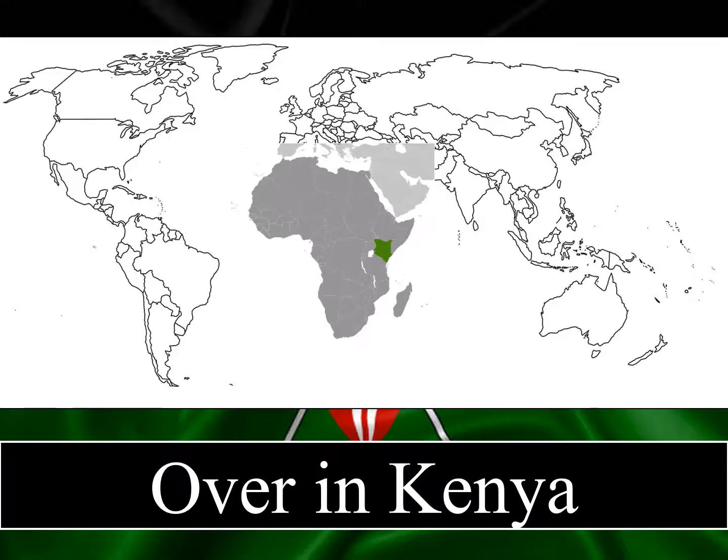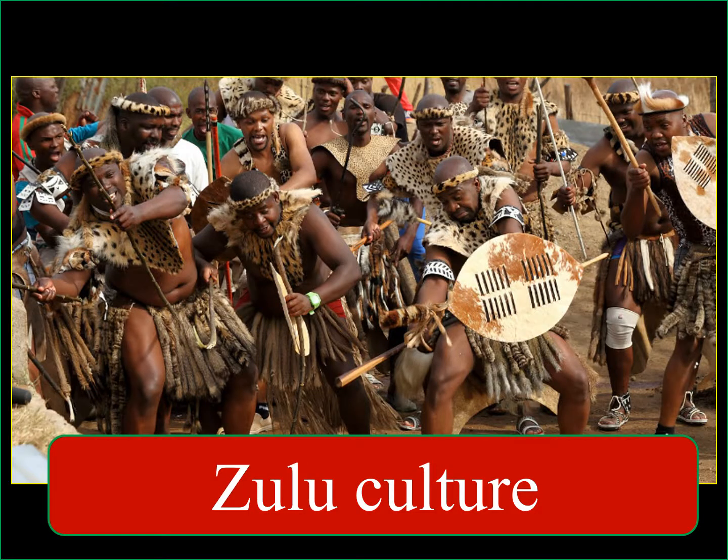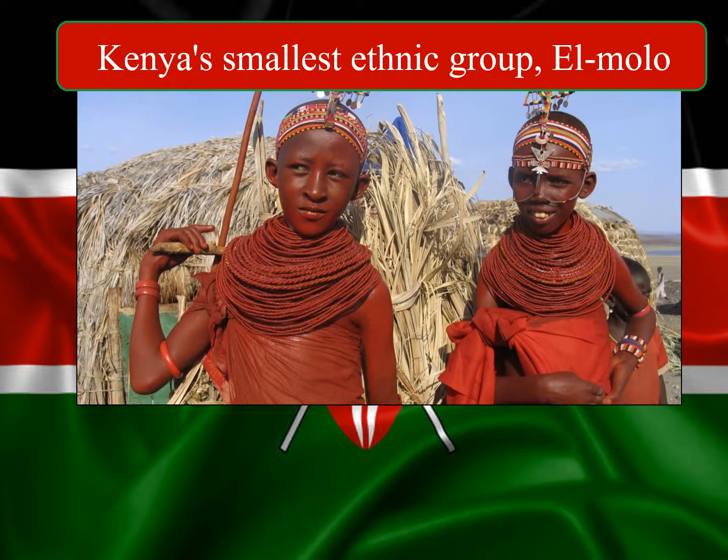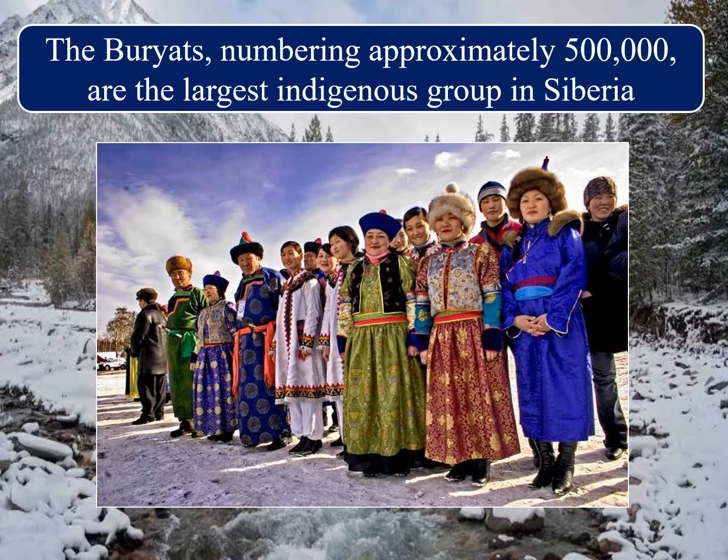Ethnicity. Ethnicity is different than race. Race is just your skin color, but ethnicity has to do with your culture tied to a particular location. So while on the outside, people in Kenya might look similar to us as foreigners, in fact there are hundreds of different ethnic groups in Kenya. The Zulu are one of the largest ethnic groups in sub-Saharan Africa. Kenya's smallest ethnic group is known as El Molo. The Buryats, numbering approximately 500,000, are the largest indigenous group in Siberia, which is part of Russia.